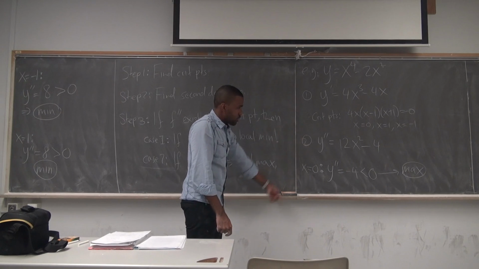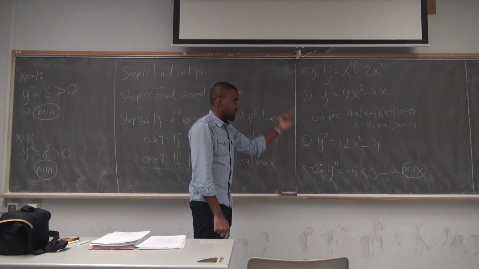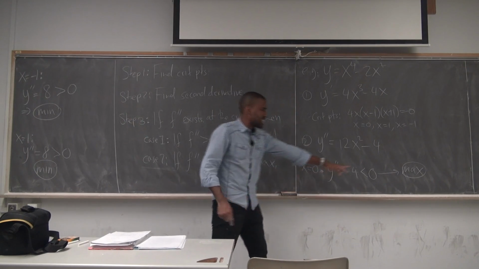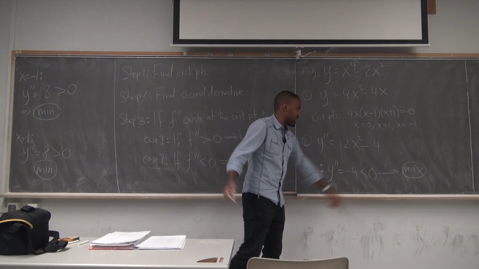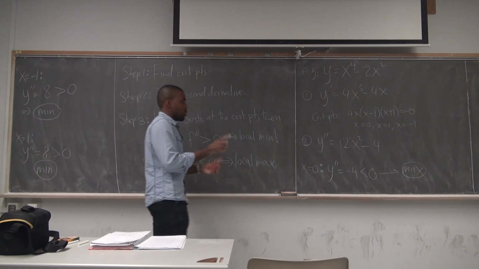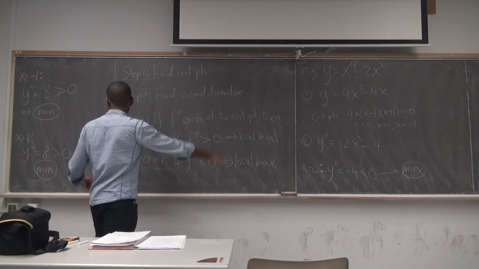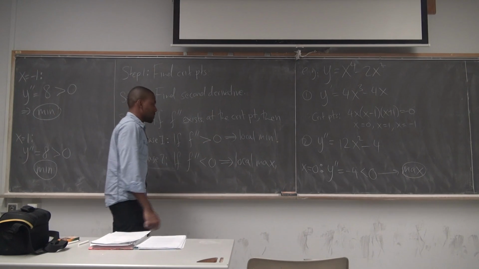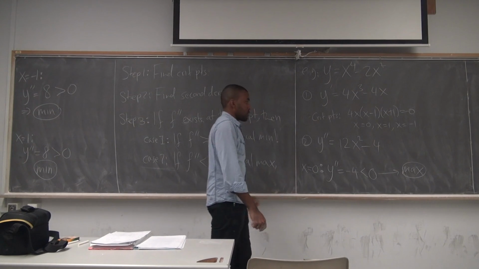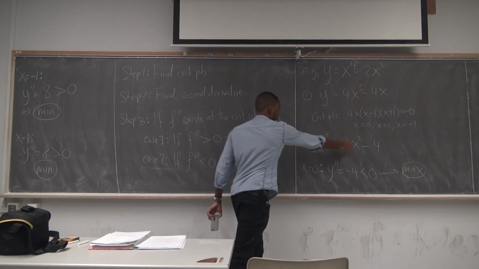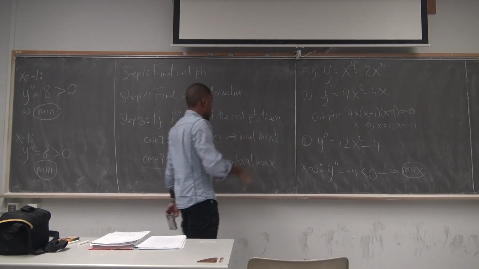So notice here, I don't really get any information of where I'm increasing or decreasing, although I can kind of extrapolate it from the fact that I know that's a maximum. So I don't really know what the intervals are doing, but I can just cut to the chase and know where my maxes and mins are. So you're just plugging in? Yeah, I literally just plug in the x values, the critical points.